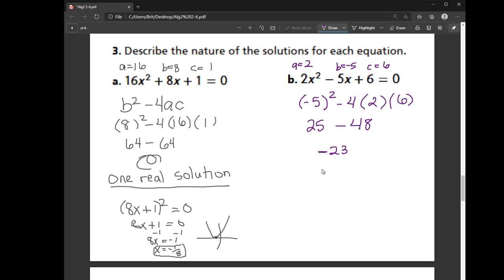So that means I'm going to have 2 imaginary solutions and no real solutions.